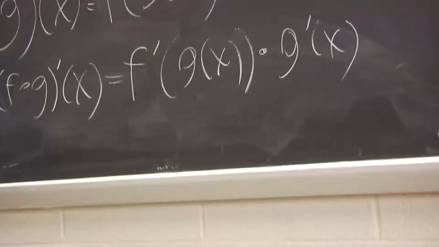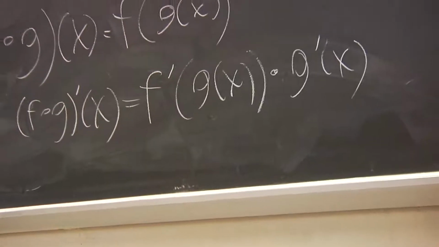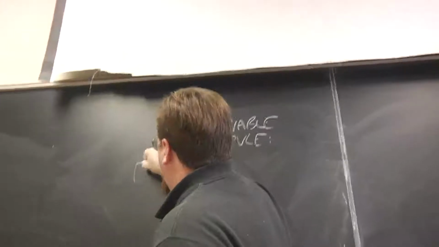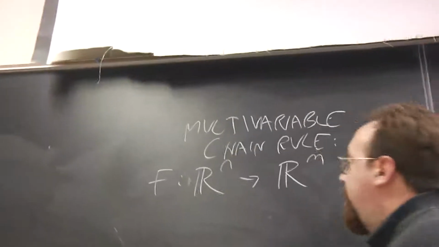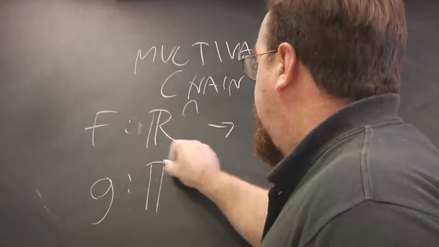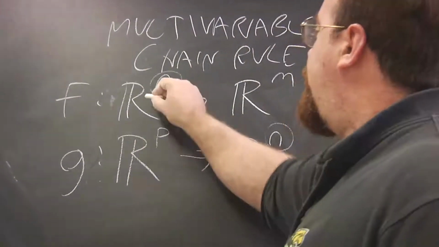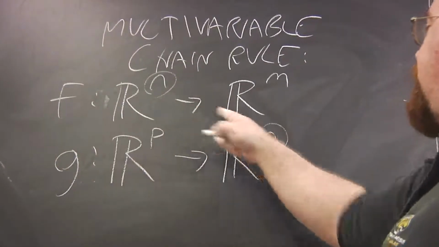So what I'm going to do is state the chain rule in the multivariable case, so you can see the similarity between the two. So, a multivariable chain rule: suppose you have a function f that takes in n variables and outputs m of them. Then you have an inner function g that takes in p variables, and it outputs n. So these have to match, because the output of g is going to serve as the input to f. So these two have to be the same.